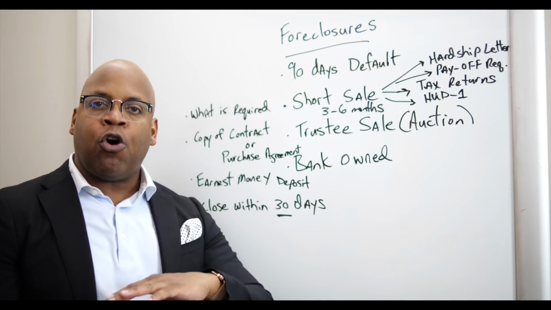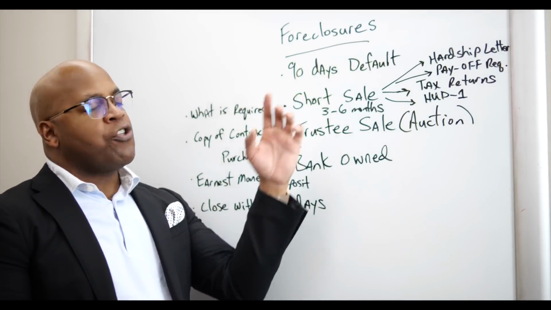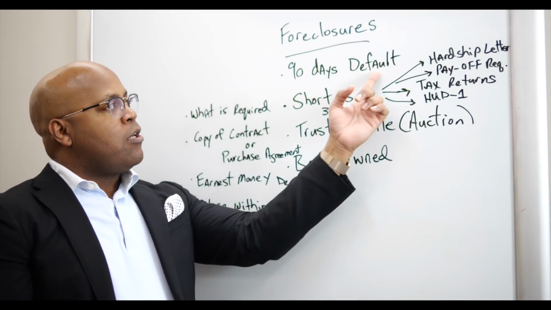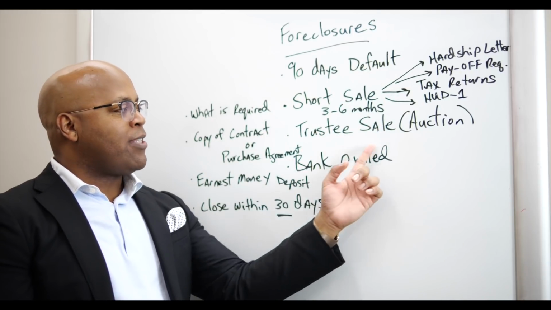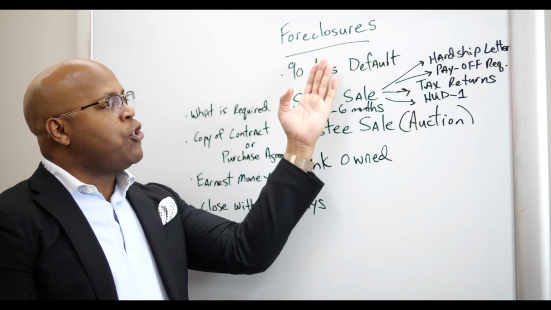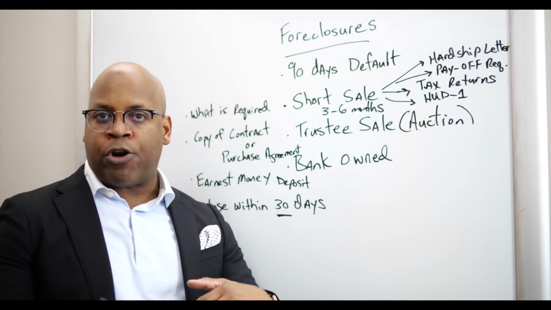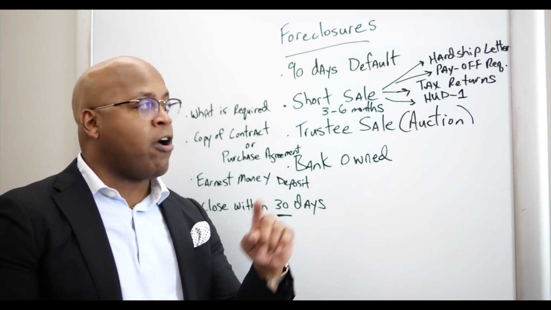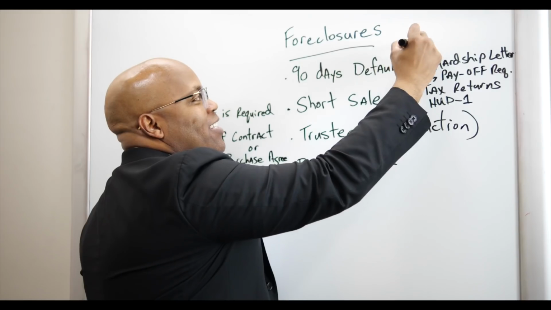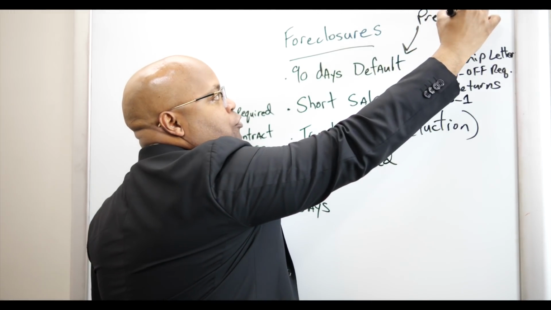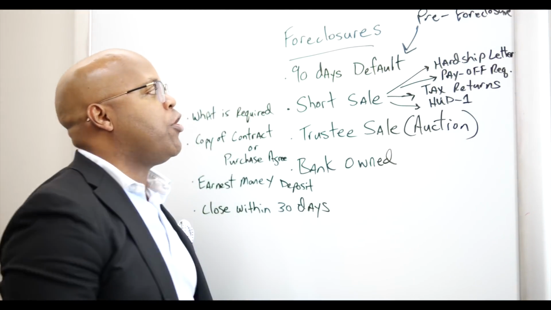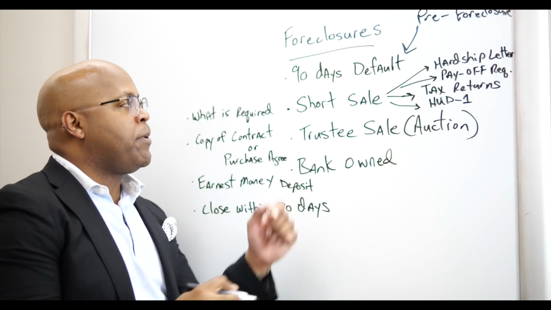So as you can recall, we talked about foreclosures having 4 different steps: 90 days default, short sale, trustee sale, and bank-owned property. And remember, I said that each one of these stages is in chronological order. So a homeowner is going to start off by being behind on their mortgage payments by 90 days, okay? This stage here is pre-foreclosure, right? Then the second stage is going to be a short sale.